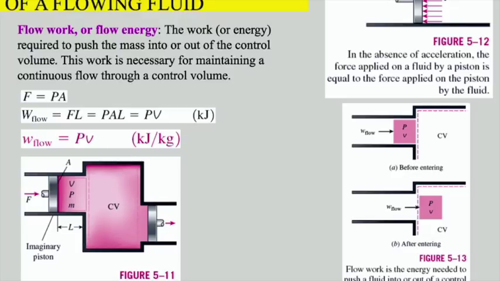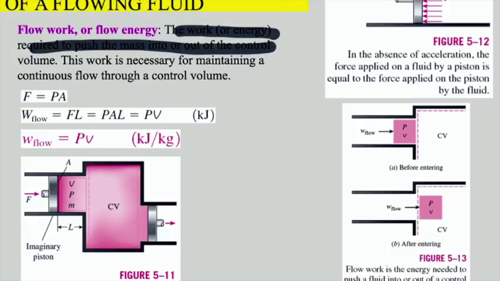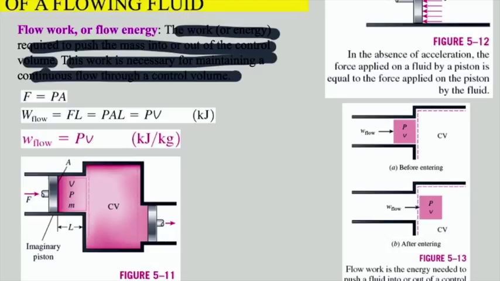However, in an open system, or a system with a control volume having mass crossing the system boundary, the mass carries energy with it. Thus, the energy content of the control volume may change, caused by mass change in the control volume. Here, the energy of flow is the work or energy required to push the mass into or out of the control volume. This work is necessary for maintaining a continuous flow through a control volume.